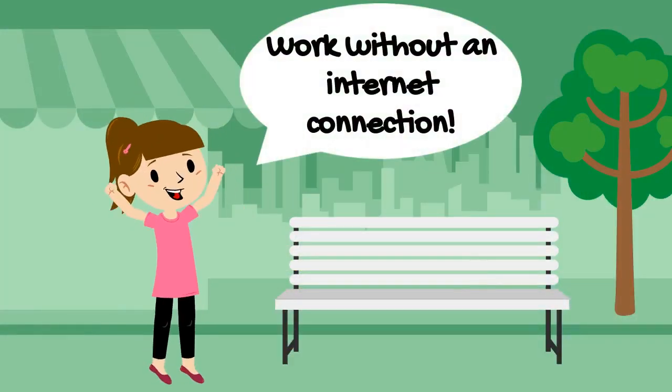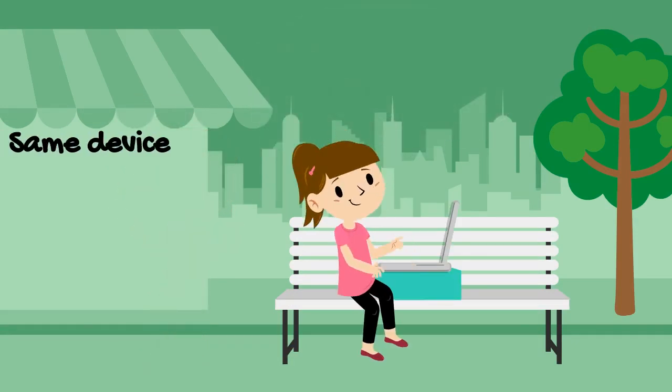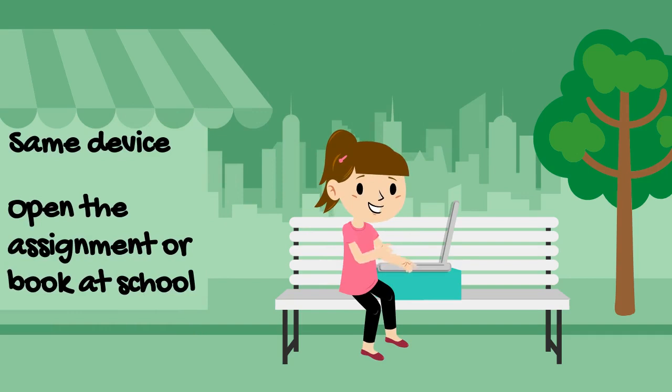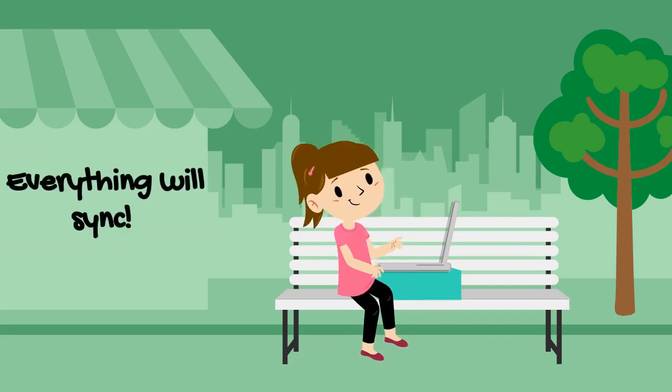You can even work without an internet connection. Just make sure to use the same device you were using at school and open your assignment or book in the app while connected to the internet. Then you can read the same book or work on the same assignment while offline. Everything will sync when you get back online.